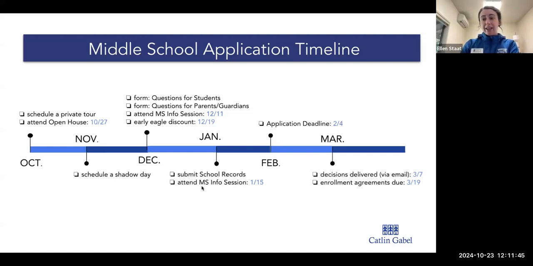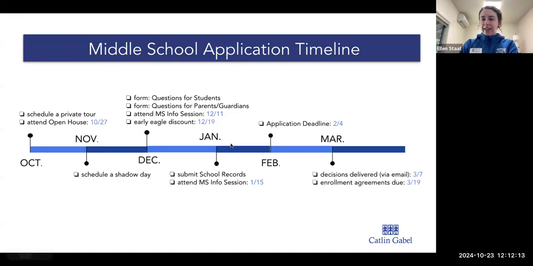January, the key thing then is making sure you're getting requests into your schools for school records. We do require 3 years of school records as part of our application. And then we'll have another middle school info session option in January on the 15th. And then our application deadline is February 4th. And that does come up pretty quick, so I recommend getting as much done early as you possibly can.